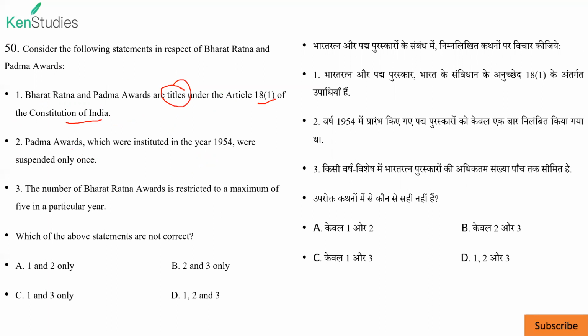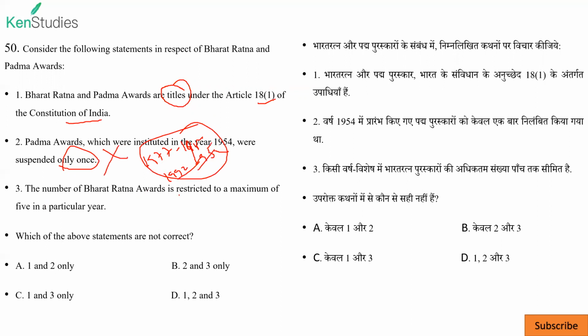Next, Padma Awards, which were instituted in the year 1954, were suspended only once. No, it is twice. In fact, 1977 to 1980 and 1992 to 95. In fact, two times it was suspended. So the second is also incorrect.